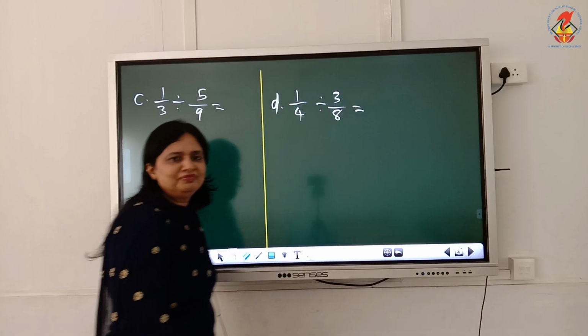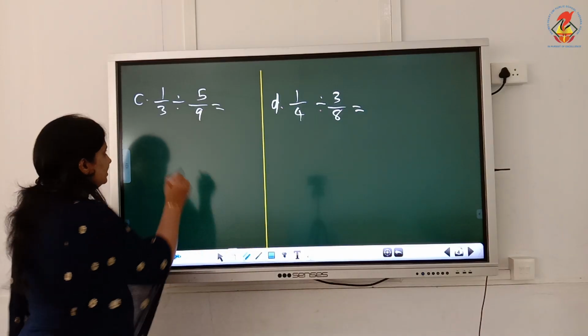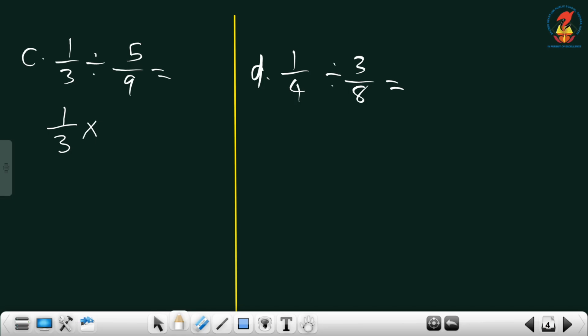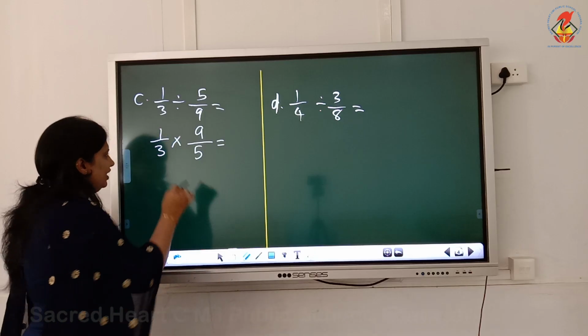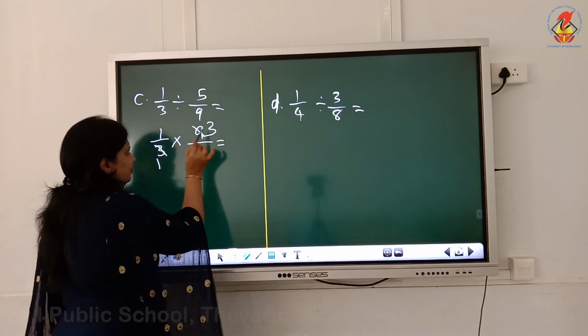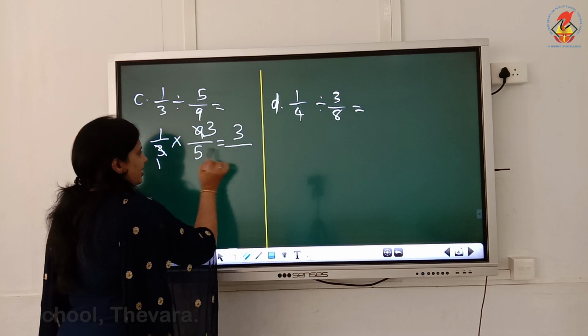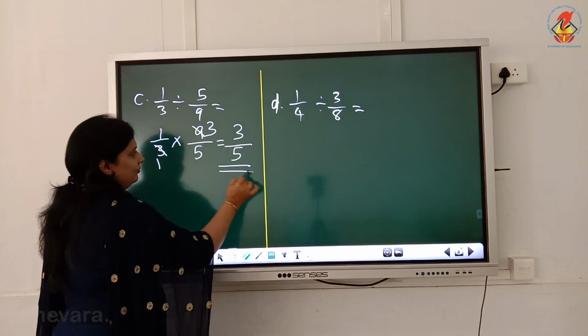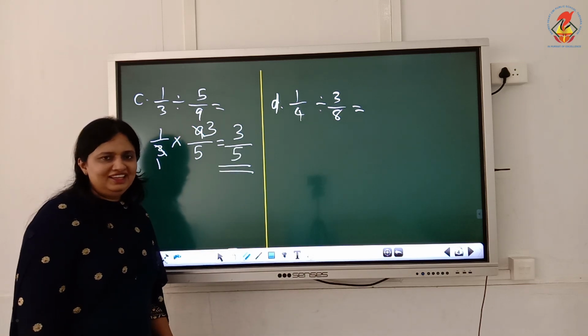Is it clear? Okay, and the next one is 1 by 3 into what? The reciprocal of the divisor is what? 9 by 5. See this? Here also, can we divide? Did you see any common factor in numerator and denominator? That is 3. How can we divide? 3 ones are 3, 3 threes are 9, and the balance numbers are 1 into 3 equals 3 and 1 into 5 equals 5. That is the answer. Is it clear?